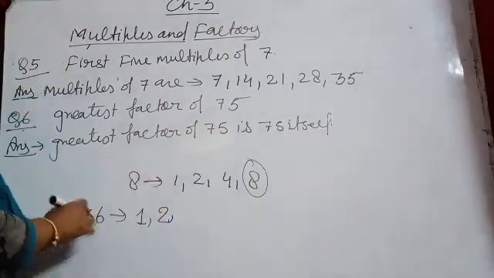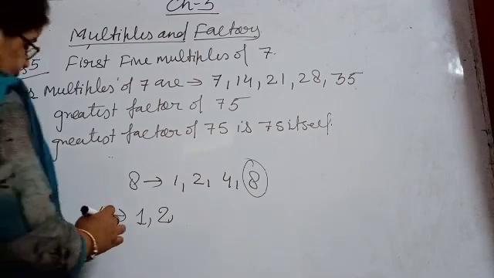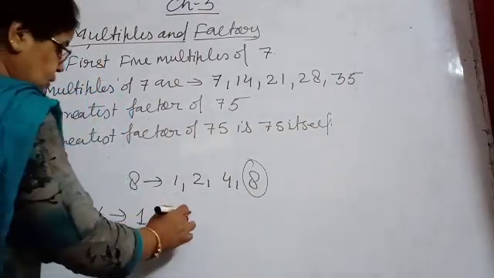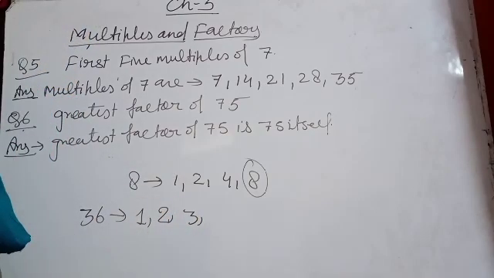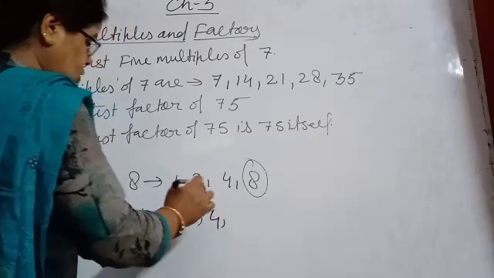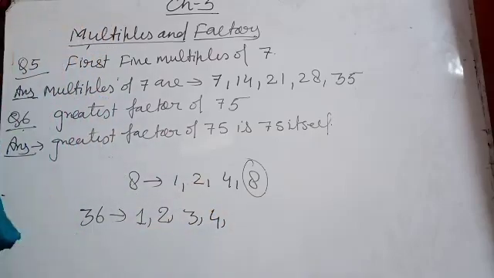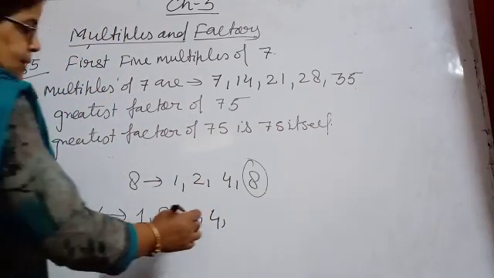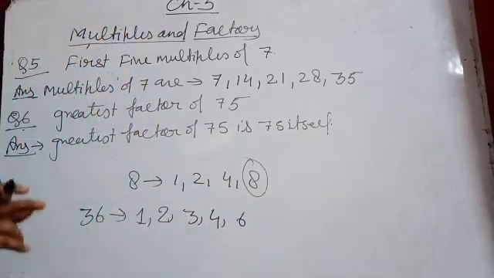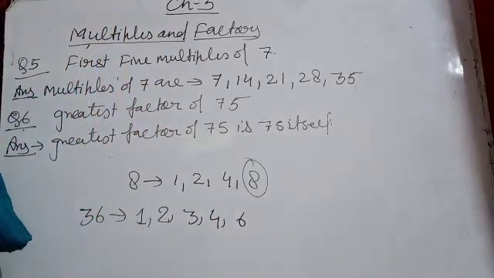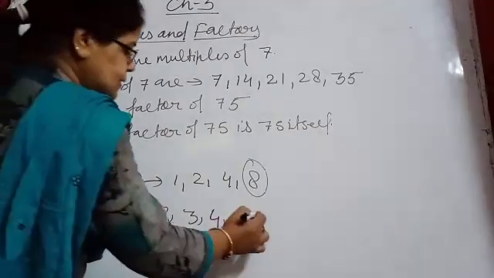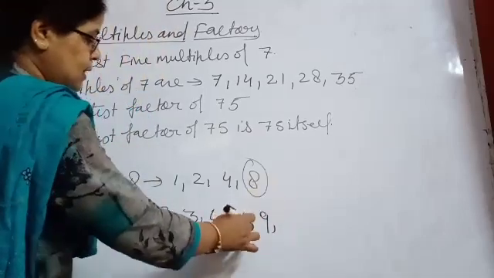Then 2 is also a factor. Then in 3's table 36 will also come. So 3 will be one more factor. Then in the 4th table also 36 comes. So 4 will also be a factor. In the 5th table 36 does not come. In the 6th table 36 comes. 6 sixes are 36. So 6 will be a factor. In the 7th table 36 is not coming. In the 8th table also 36 is not coming. In the 9th table 36 comes. So 9 will be a factor.